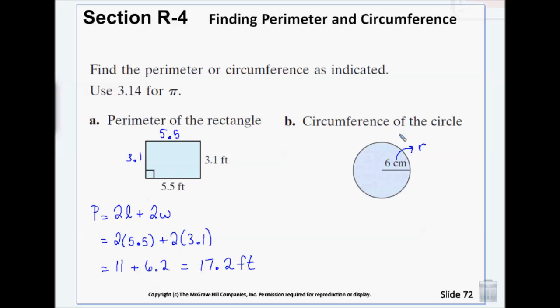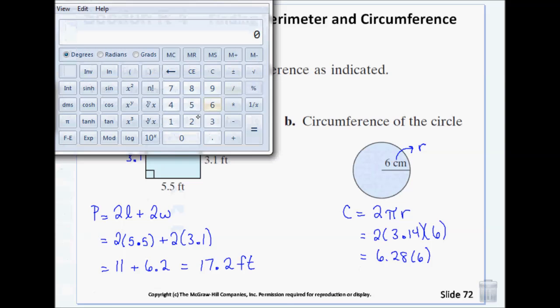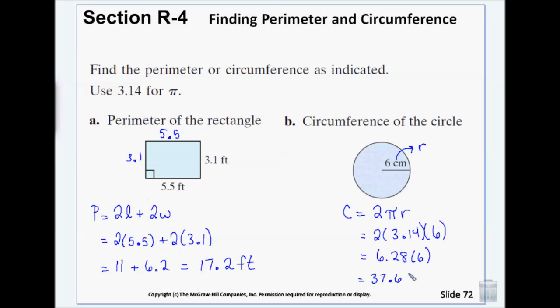Then we have a circumference of a circle, and 6 centimeters, that's R. It's halfway across the circle. And our formula is 2 pi r. So 2 times 3.14 times 6, which is 6.28 times 6. And that one I don't have rapidly in my head. And that's centimeters.